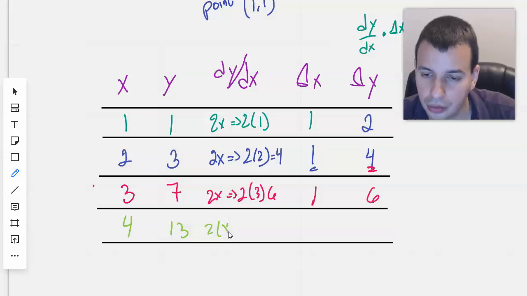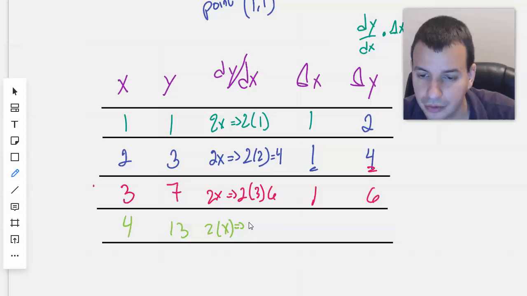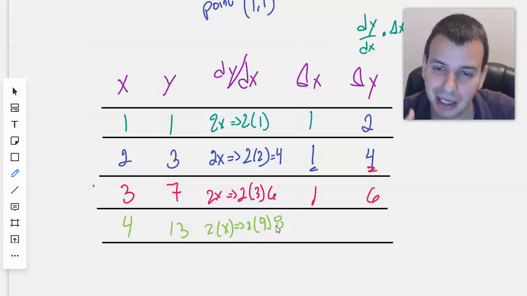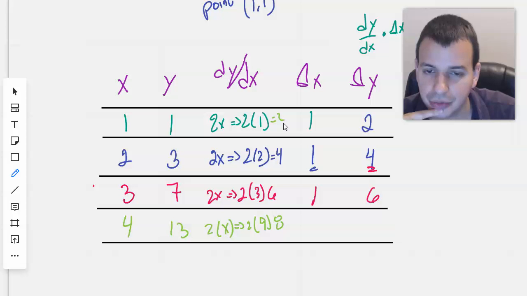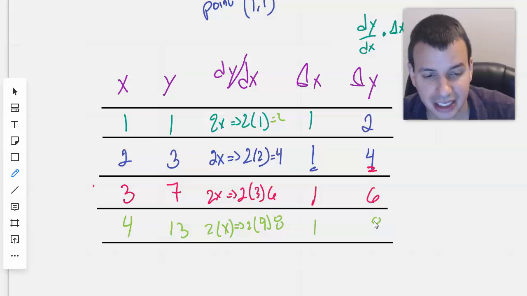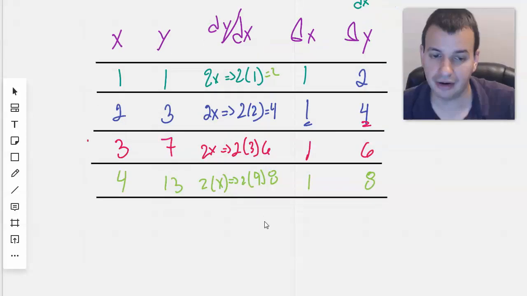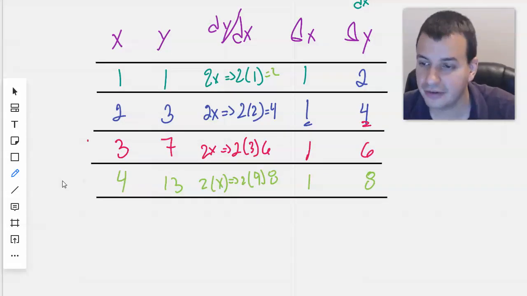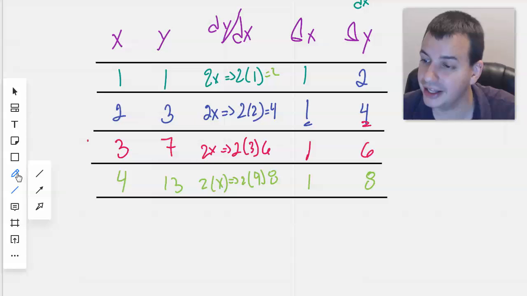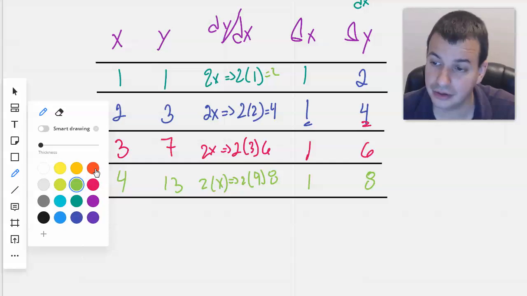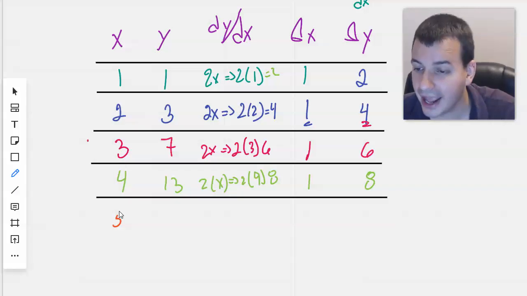One more row, 2 times x, therefore 2 times 4, which is 8, which at this point is probably not a surprise. 1 times 8 is 8. And then we'll have our last 2 points that we have. 4 plus 1 is 5, orange. And 13 plus 8 is 21.